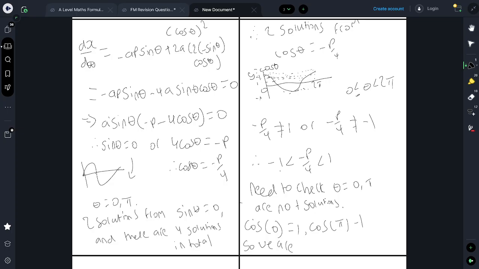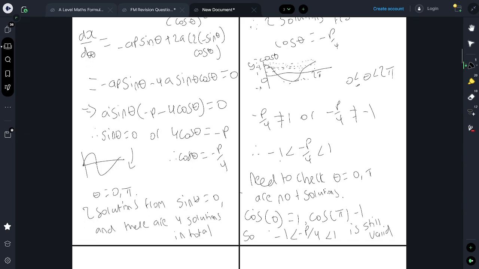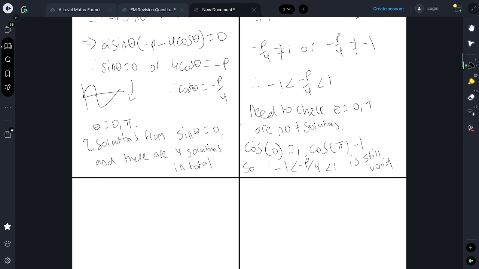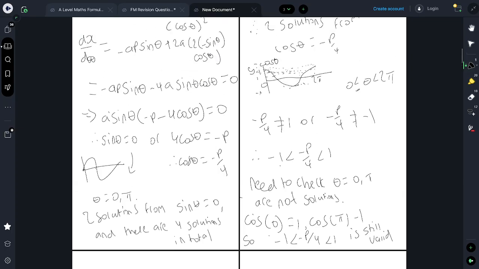So we are, minus 1 between minus pi over 4 and 1 is still valid, in order to give us 4 exact solutions. So they are not solutions. Yeah, and that's it, right? So now we've verified that this gives us exactly 2 distinct solutions.